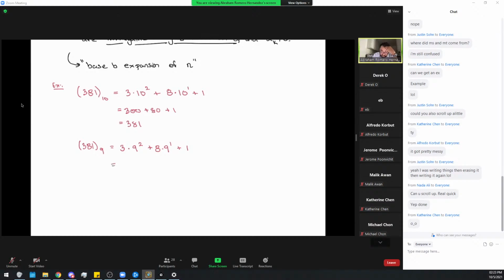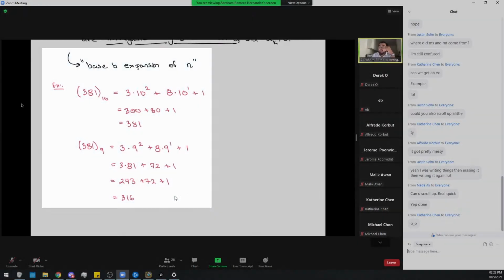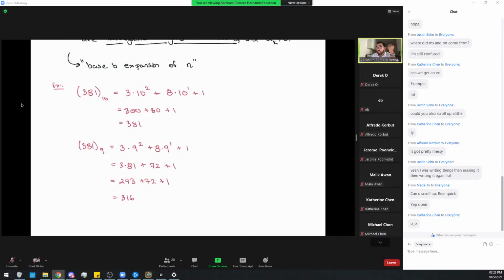Okay, so now this is 3 times 81 plus 72 plus 1. That's 243 plus 72 plus 1. Now, what does that equal? That's going to be 315 plus 1, 316. So 381 in base 9 is 316.